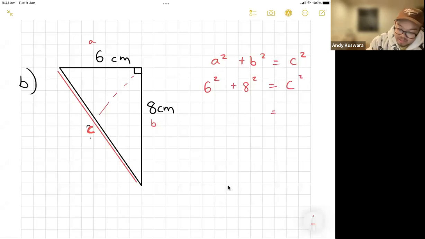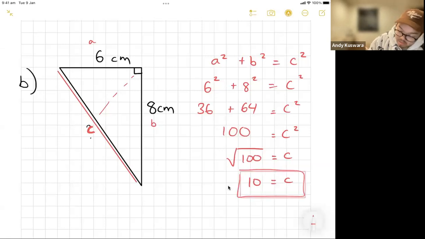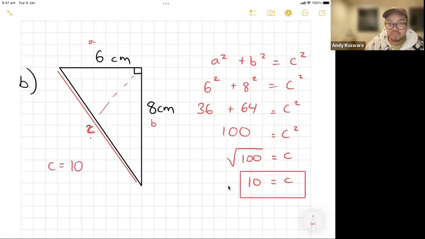Leave it there. Now 6 squared is 6 times 6. That is 36. 8 squared is 64 because that's 8 times 8. Still don't know what C squared is. And 36 plus 64 is a nice round number, 100. Again, I don't need to know what C squared is. I just need to know what C is. So I'm going to take the square root of that. What is the square root of 100? It's just a clean 10. So that means C will be 10 centimeters. Hopefully that makes a little bit of sense.